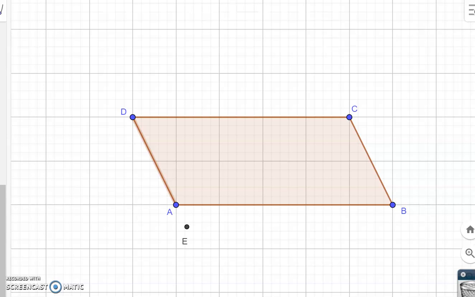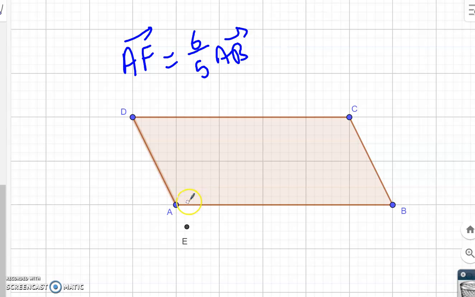Second, we have the point F, with AF equals 6 over 5 AB. So this is vector AB. Notice here I drew AB having a length of 5 units. This means that AF would be 6 over 5 times the length of AB, so it will be 6 units, according to my drawing.